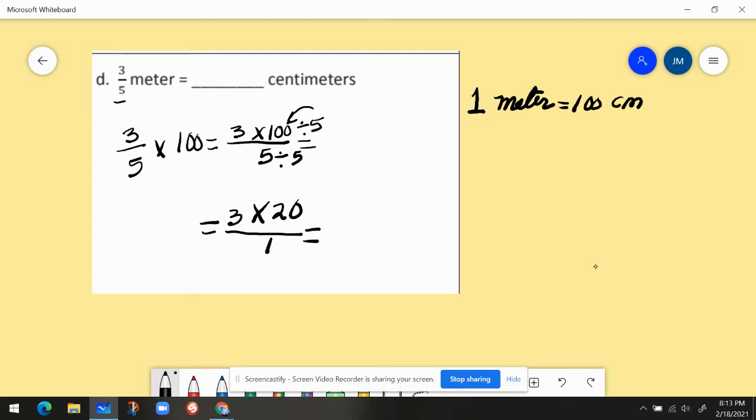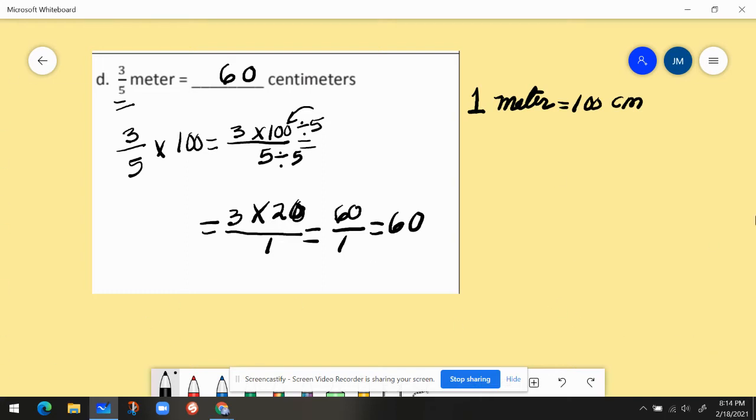So now we have the solution. 3 times 20 equals 60, which will be 60 over 1. So now you know that 60 divided by 1 equals 60. So how many centimeters is 3/5? Now we can answer the question. 3/5 of a meter equals 60 centimeters. Okay, so that will be the first problem.